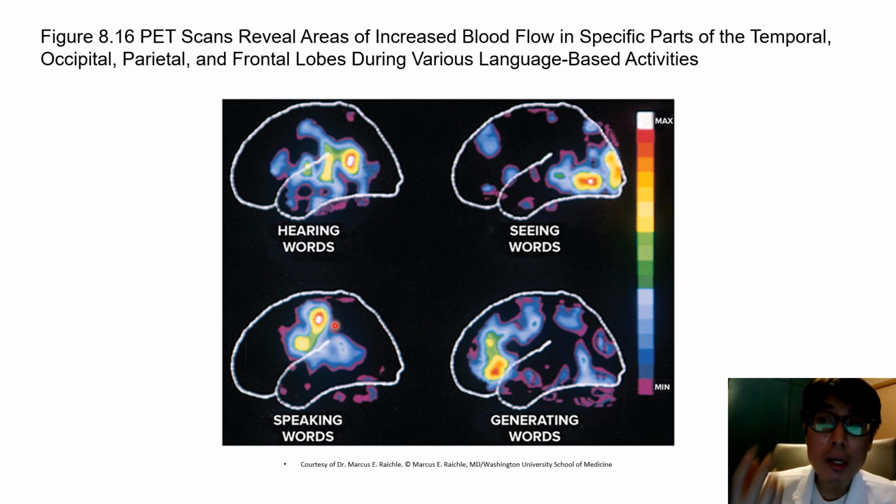When we speak words, this part of the brain has increased blood flow and is most prominent in the PET scan because this corresponds to Broca's area in the frontal lobe.